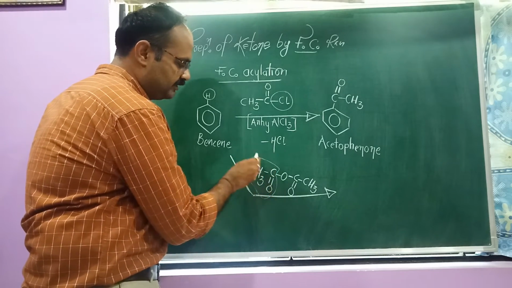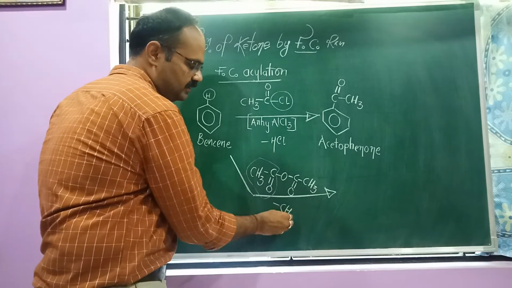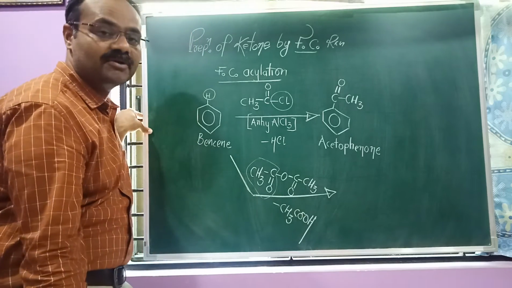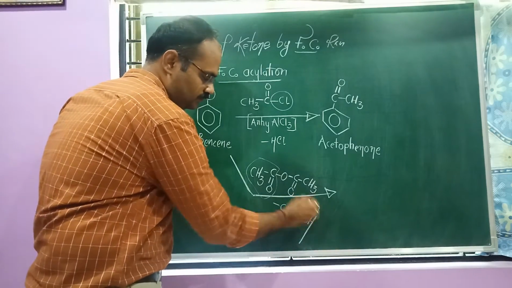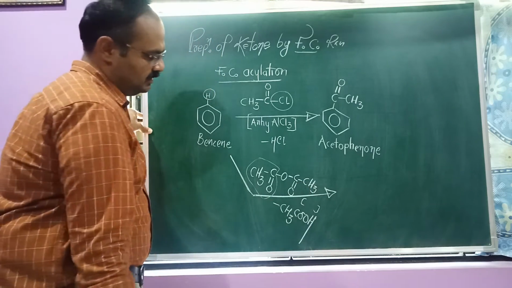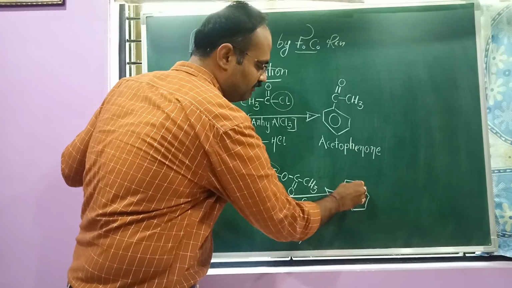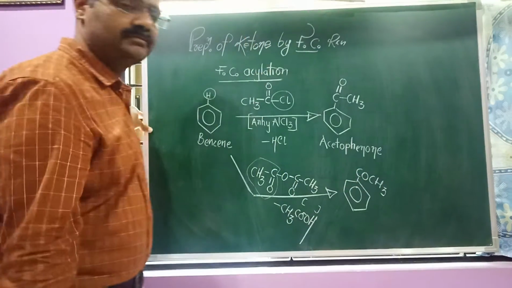COCH3+ is our electrophile. H+ and CH3C=O O-. So acetic acid is the byproduct. The catalyst is the same. The COCH3 group will attach here. So the final product will be, as we discussed in the above case, acetophenone.